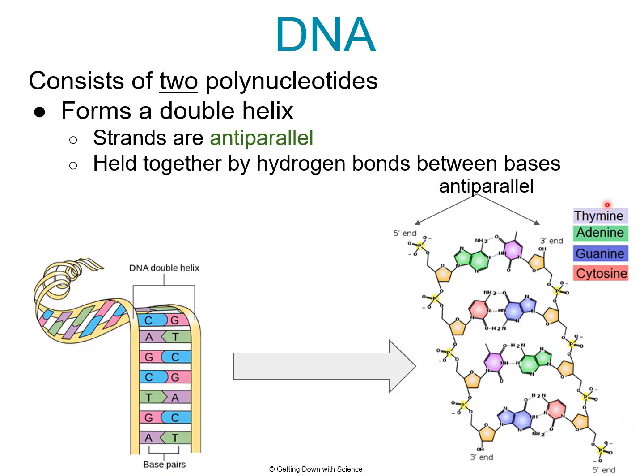However, for thymine and adenine, it's 2 hydrogen bonds that hold those together. It is easier, not easy, but relatively easier to separate thymine from adenine than it is to separate guanine from cytosine, because there are more hydrogen bonds between guanine and cytosine. So that's just a fun fact.